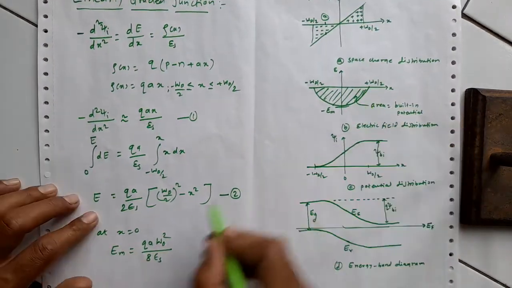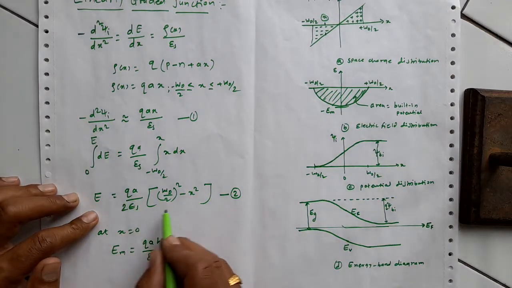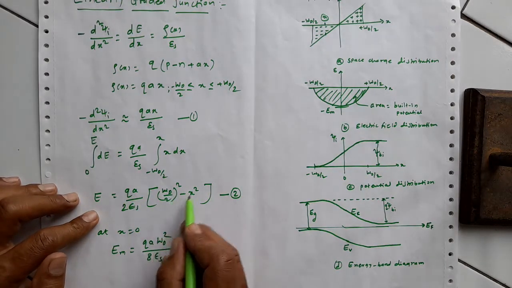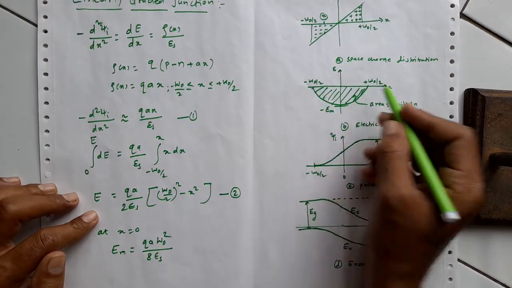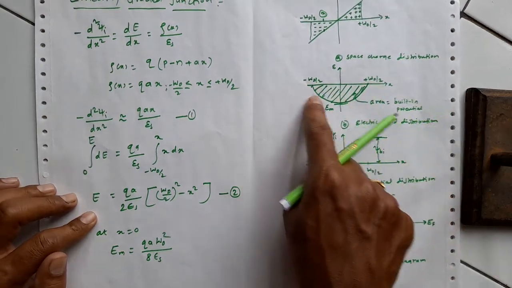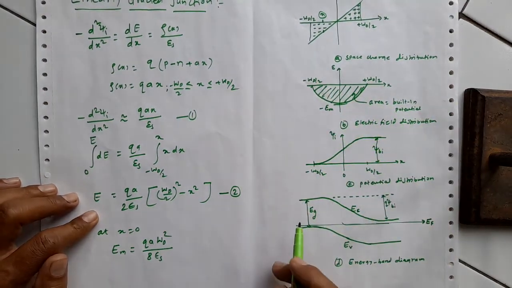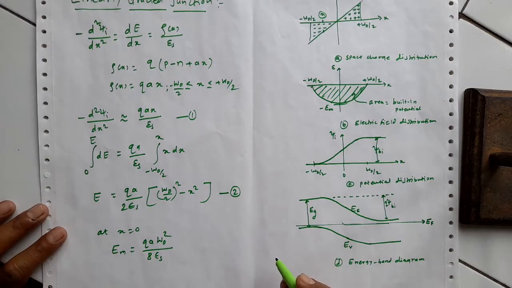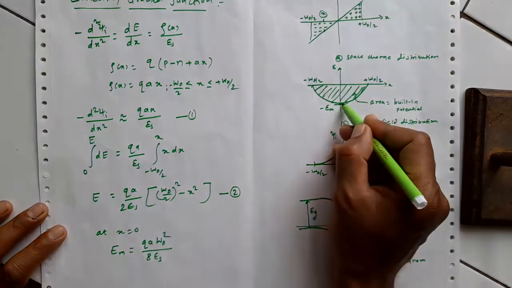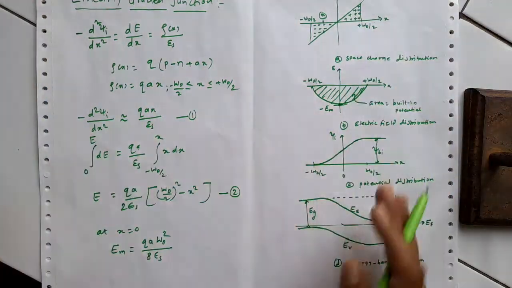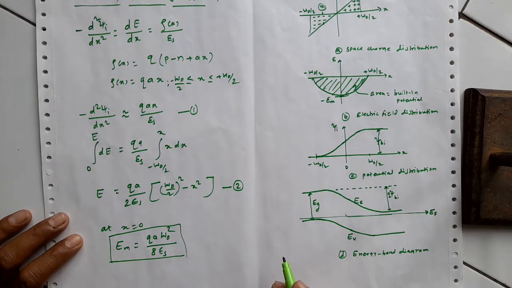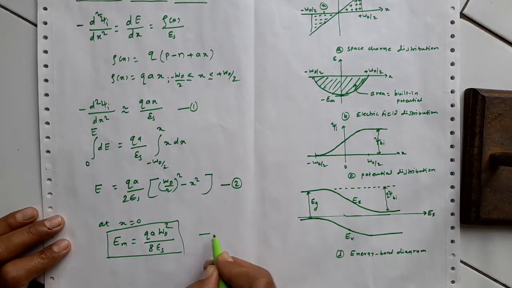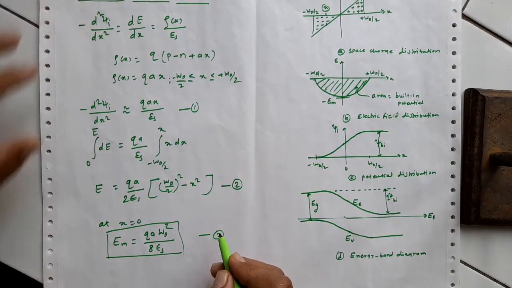So, you can see over here, this is the equation of something we call a half circle. So, it behaves like this. The electric field distribution can be seen over this diagram, that is a half circle below the x axis. And the maximum electric field is at the center, at the junction between the two regions. So, the maximum electric field is nothing but q a w d square by 8 epsilon s. So, this is equation number 3.